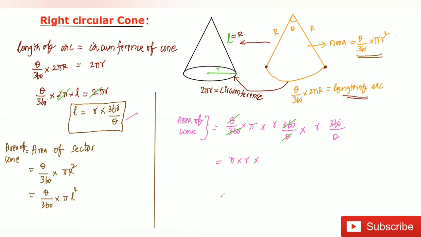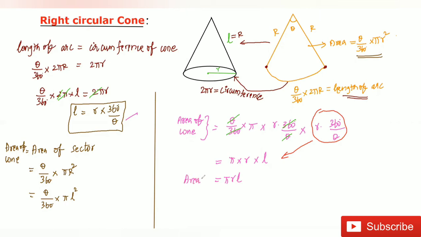Listen, children, here I forgot to say one thing. See, R into 360 degree by theta, in the sense that is called L. So for this I'm writing here L. So this is only changed into L here. Now see, children, what is the required one? This L we are getting from here. Now write this: this is pi R L.